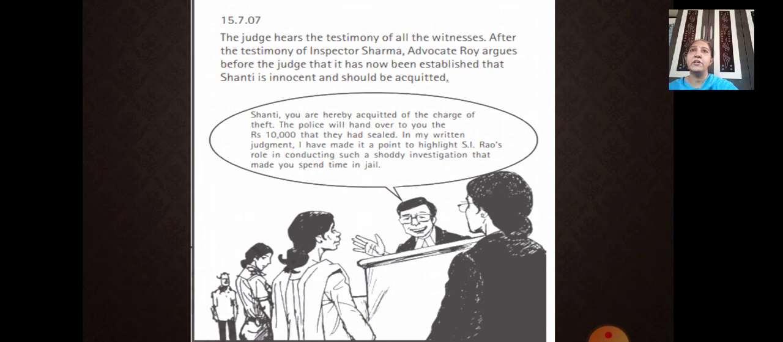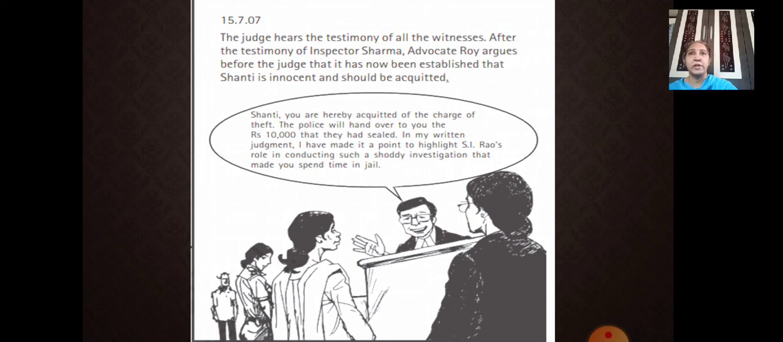Now the judge hears the testimony on 15th of May of all the witnesses. After the testimony of Inspector Sharma, Advocate Roy argues before the judge that it has now been established that Shanti is innocent and should be acquitted. So now Shanti, you are hereby acquitted of the charge of theft. This is what the judge is saying. The police will hand over to you the rupees 10,000 that they had sealed from your envelope.